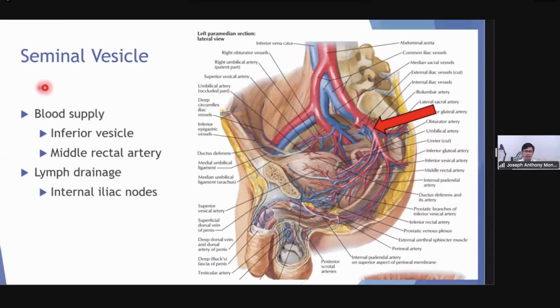Naming the arteries that will supply some structures within the pelvic area is quite easy. It is important to take note that majority of them are named after the structure that they supply. So the seminal vesicle is being supplied by your inferior vesical as well as your middle rectal artery. If I ask during the examination what branch your inferior vesical as well as your middle rectal artery will be coming from, anyone can answer?